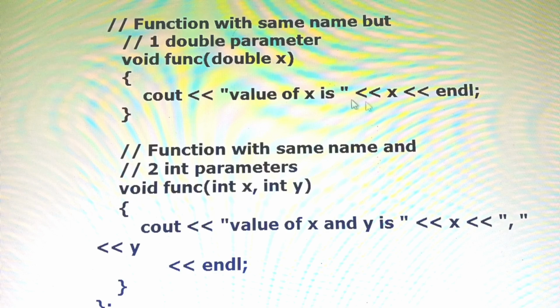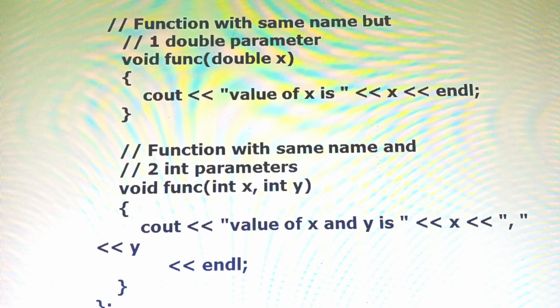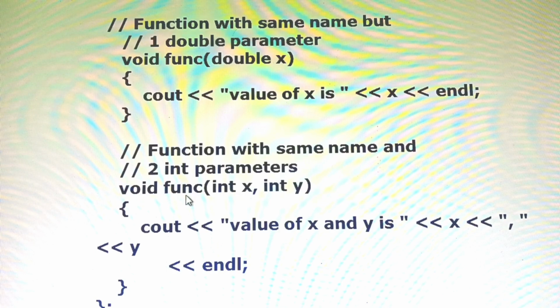Then print that. Here two parameters are there. The number of arguments is more. In the first two functions the number of arguments is 1, here the number of parameters is 2. Here see, void func int x, comma y, but the function name is same. Then printing the value.